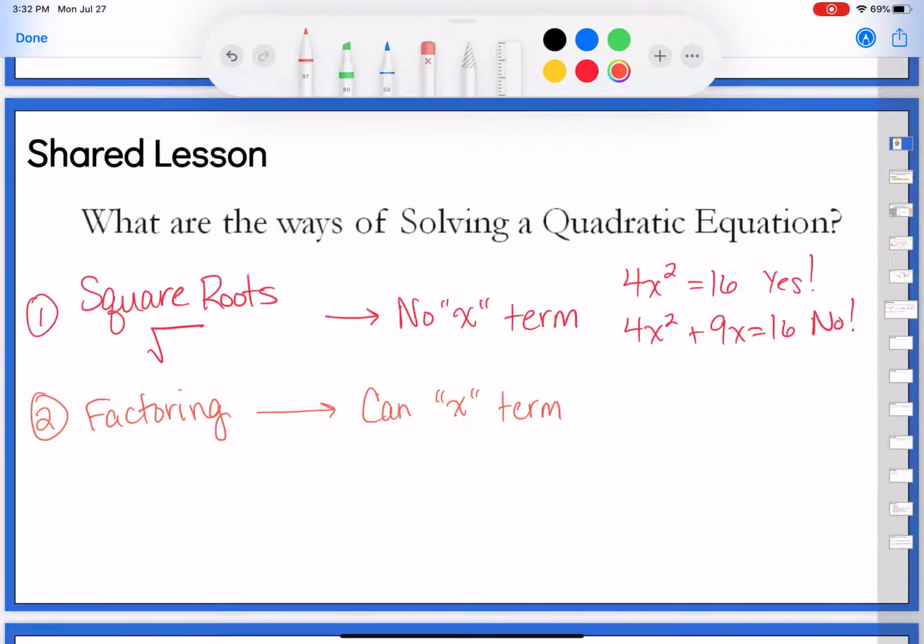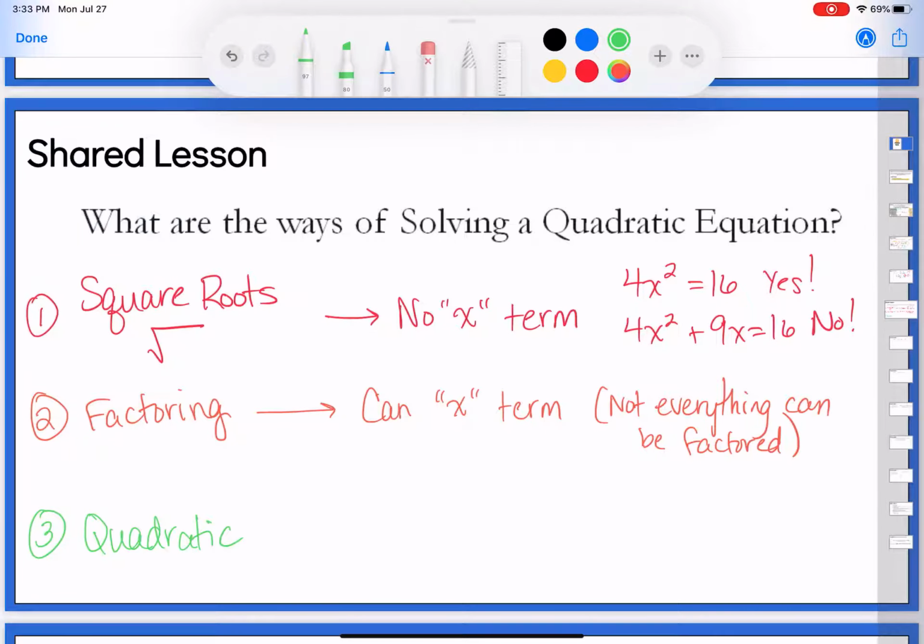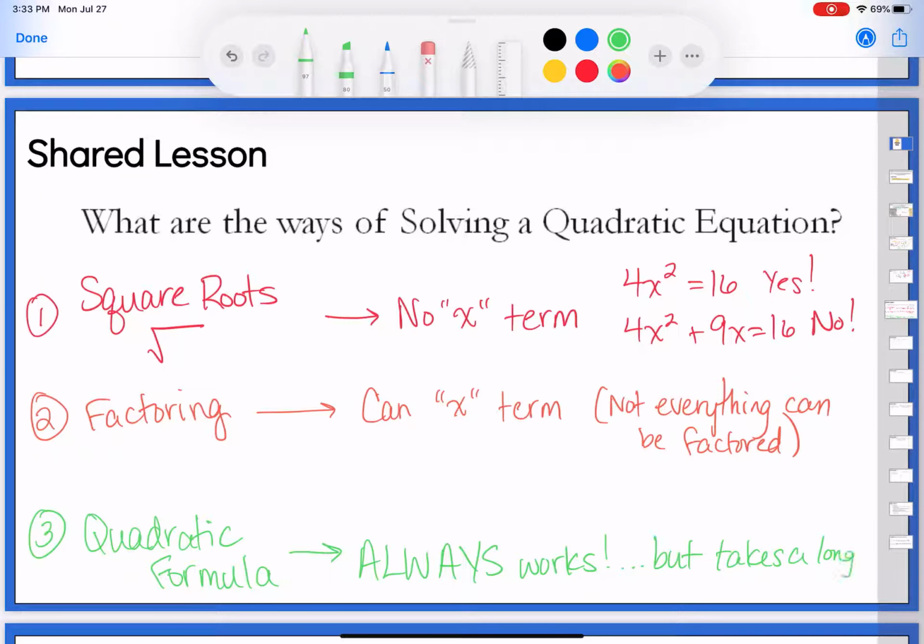So if it can't be factored, then our third option will be the quadratic formula. The quadratic formula works for every single quadratic equation. Always works. But it takes a long time. So it's our last resort. But it will work on any single quadratic equation there is.